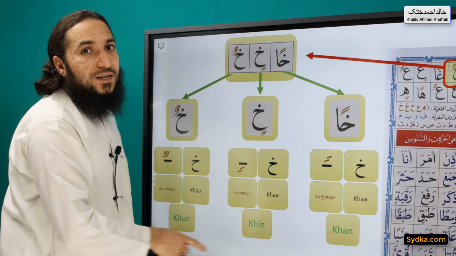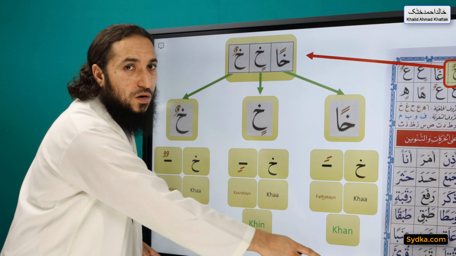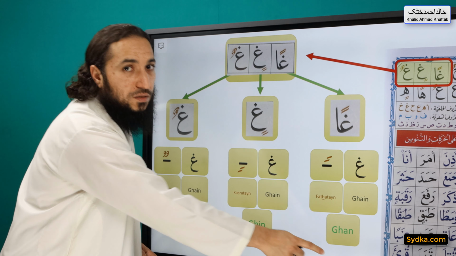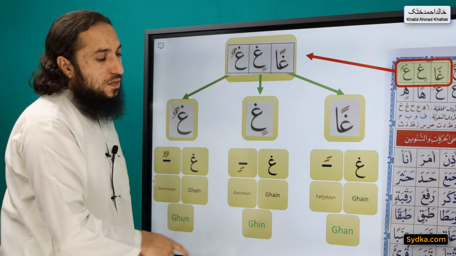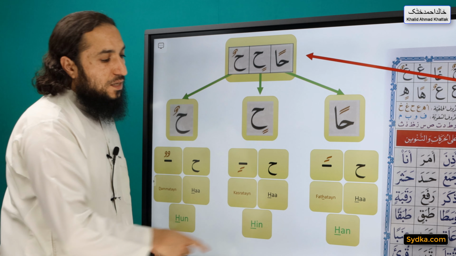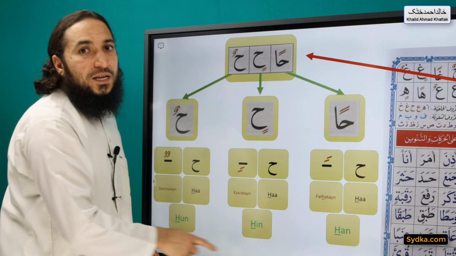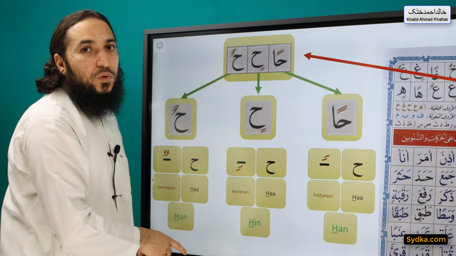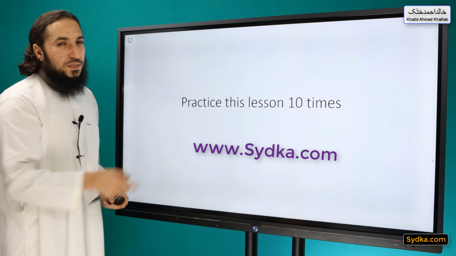Khun, khin, khun. Ghun, ghin, ghun. Han, hin, hun. Han, hin, hun. So this is the end of this session.